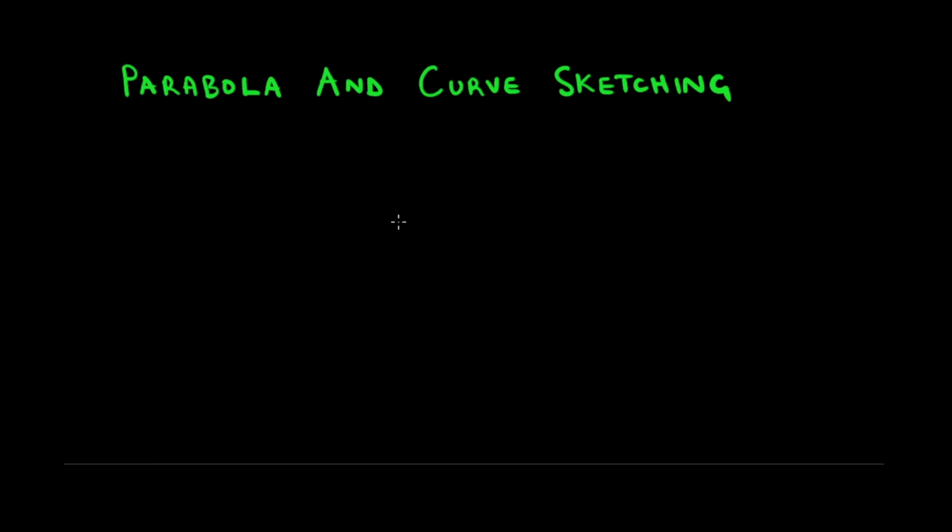Now, before we get into it, let us define something. I use DFN for a definition. What do we want to define? We want to define what a parabola is. So a parabola, it's simply a graph.